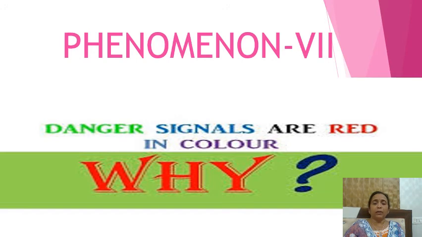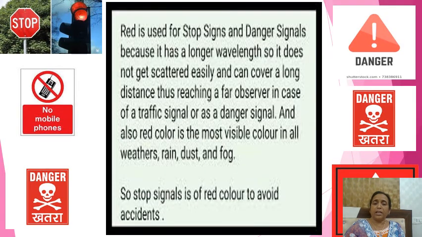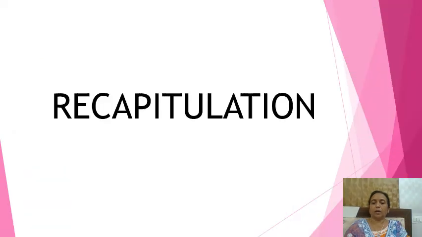The last phenomenon that we have to know about is, why are the danger signals red in color? Again, red is used for stop signs and danger signals because it has a longer wavelength, so it does not get scattered easily, and it can cover long distances, thus reaching a far observer in case of a traffic signal or a danger signal. Also, red color is the most visible color in all weathers: rain, dust and fog. So stop signals are red in color to avoid accidents, because red color has a longer wavelength. Quickly we will recapitulate what we have learned today.